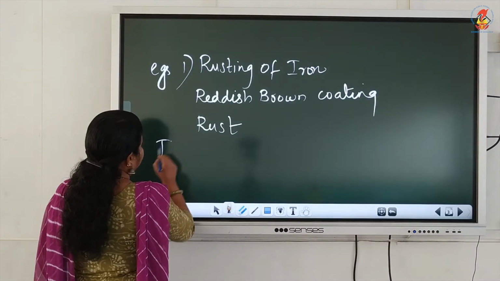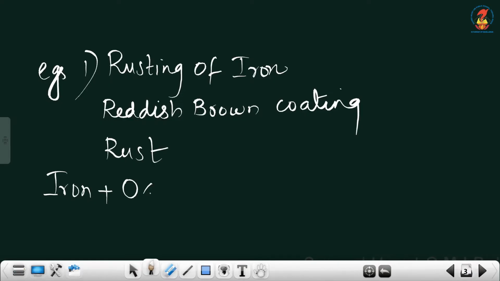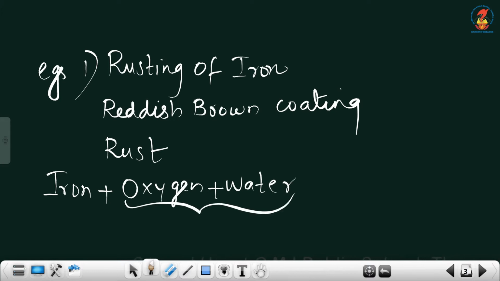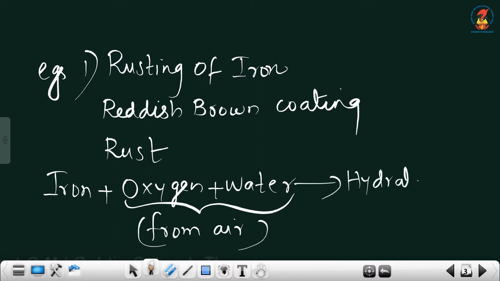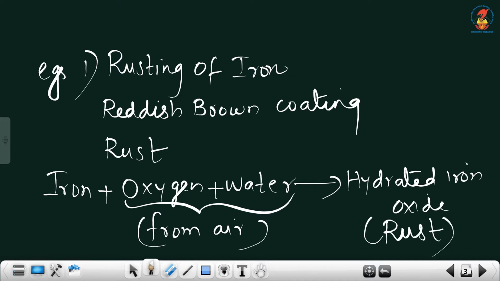The equation can be written as iron plus oxygen. This also we have learned in 7th standard. Iron plus oxygen plus water. Both oxygen and water vapor come from air. What you get is hydrated iron oxide, which we call as rust. So, the chemical name of rust is hydrated iron oxide. This is the equation of rusting.